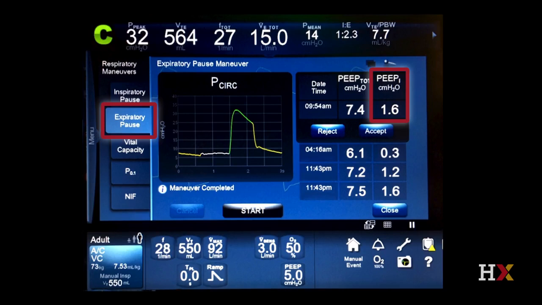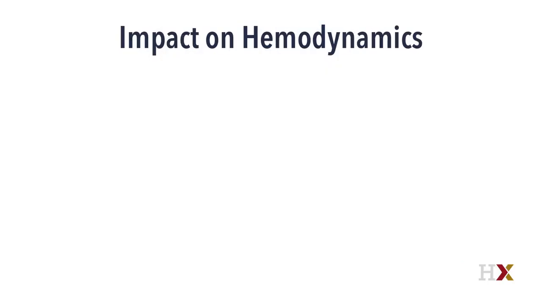In this example, the patient has an intrinsic PEEP, also known as auto-PEEP, of 1.6. This means that the pressure that's left behind in the system after the patient is exhaling is 1.6 centimeters of water. So this is a small number. We don't usually worry until that pressure starts to get over 5, and certainly we worry when it gets over 10.